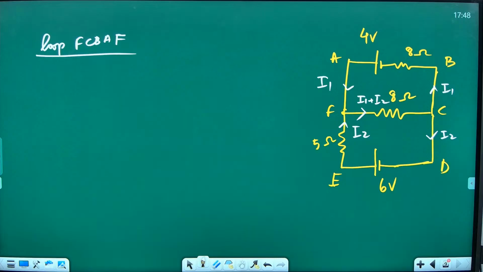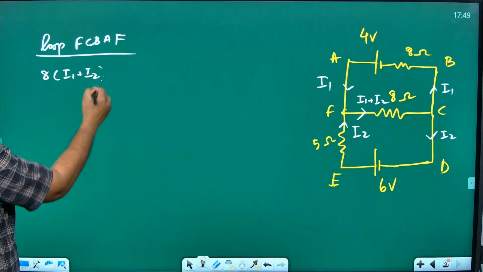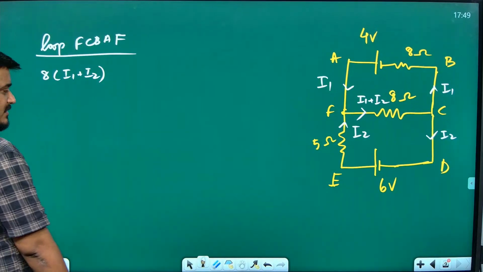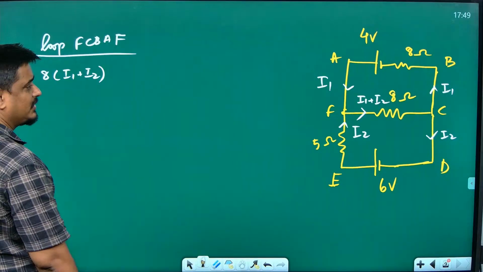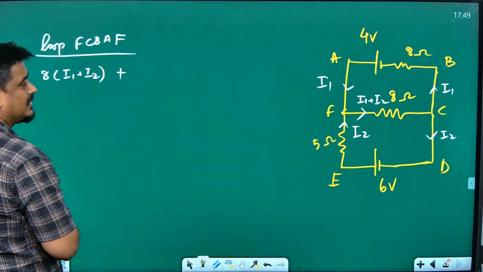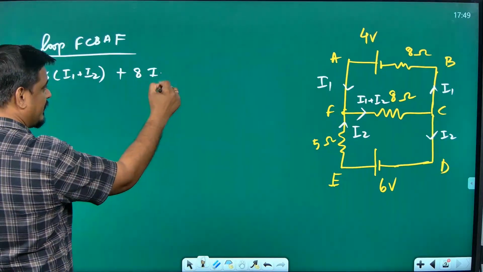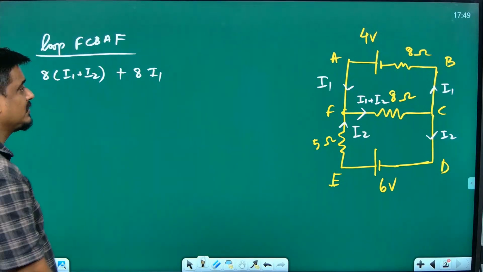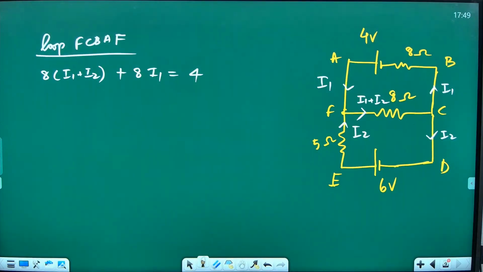In this loop, go step by step. Tell what is the equation. Fast. 8 into I1 plus I2. Very good. Going correct, Sai Rakshana. Proceed. Plus 8 I1, equal to 4. Very good. You are correct. If you have got the same equation, you are going in the correct direction.